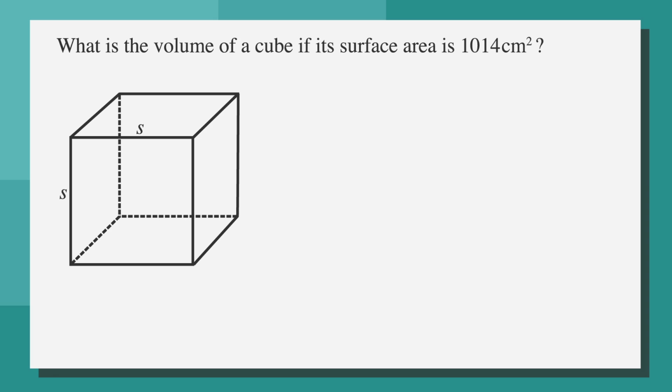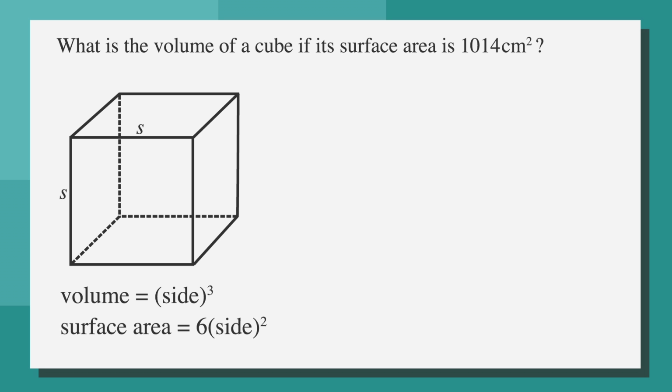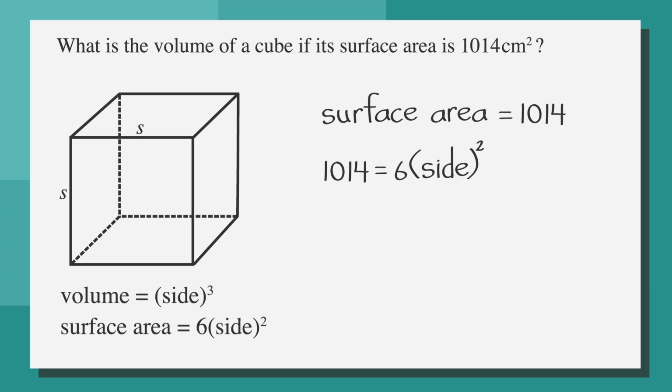What is the volume of a cube if its surface area is 1,014 centimeters squared? Since we're asked to find the volume, we need to know what the side length of the cube is first. To do that, we need to remember that the surface area is 6 times side squared, and we're told that the surface area is 1,014. Substituting the value we're given for surface area, we can drop the unit of measurement as we solve, so we get that 1,014 is equal to 6 times side squared.